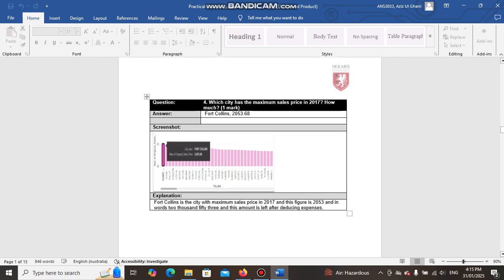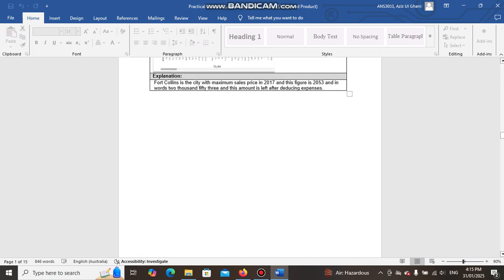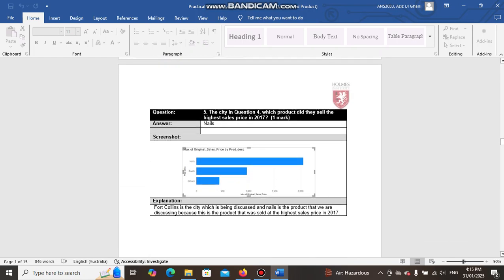Moving on to question number 4, which asks which city has the maximum sale prices in 2017 and how much. If you look at the graph, it's clear that Fort Collins is the city with the maximum sale prices in the year 2017, and the figure is 2053. The next question is about the city in question number 4: which product did they sell at the highest sale price in 2017? From the graph you can see that Fort Collins is the city being discussed, and nails is the product that was sold at the highest sale prices in 2017.